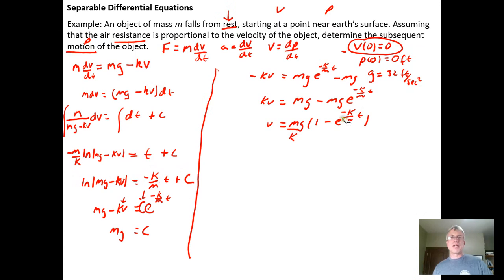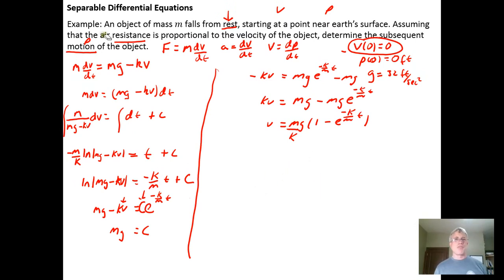And I could stop here. If it just asked me to find the velocity of the object, I would be done. And we could actually ask some interesting questions here, like we could calculate terminal velocity. We could take the limit of both sides as t goes to infinity, and if we did that, this term here actually goes to 0. So we get in the limit that the velocity becomes mass times gravity over the constant of proportionality. So it turns out that mg over k is actually going to be the terminal velocity of the object, if that's something that interests you.